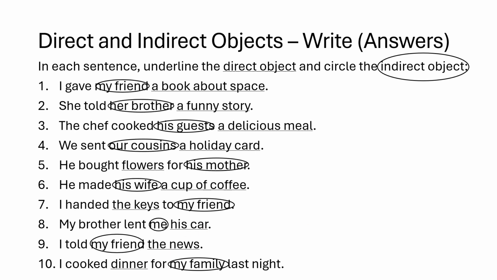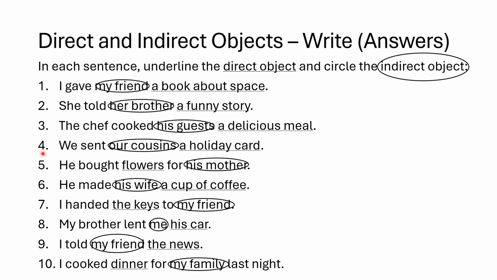Check your answers. 1. I gave my friend a book about space. A book about space is the direct object. My friend is the indirect object. 2. She told her brother a funny story. A funny story is the direct object, and her brother is the indirect object. 3. The chef cooked his guests a delicious meal. A delicious meal is the direct object, and his guests is the indirect object.